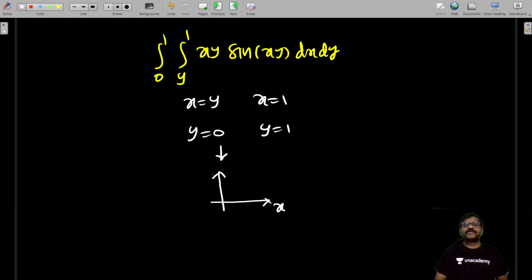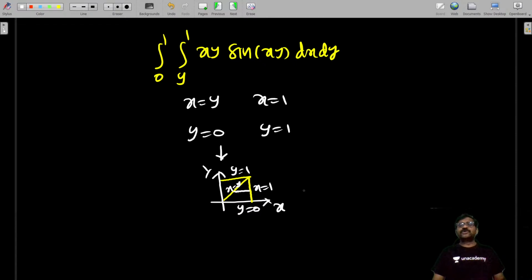X axis, y axis. x equal to y is a straight line, x equal to 1 is a straight line parallel to y axis, and y equal to 1 is parallel to x axis. Here, this is x equal to y, x equal to 1, y equal to 0, y equal to 1. He has considered a horizontal strip, lower limit x equal to y, upper limit x equal to 1.